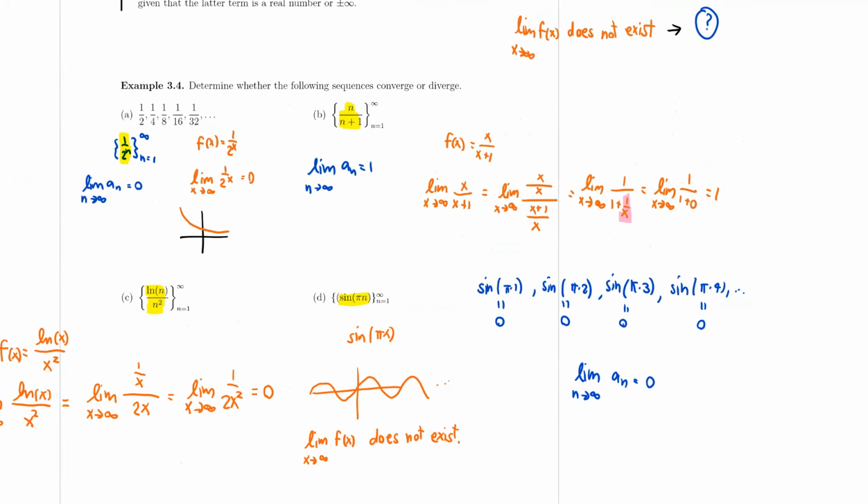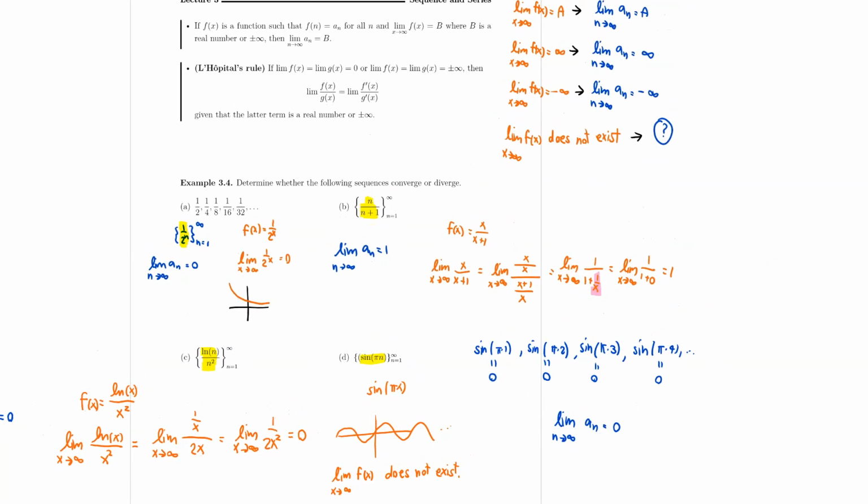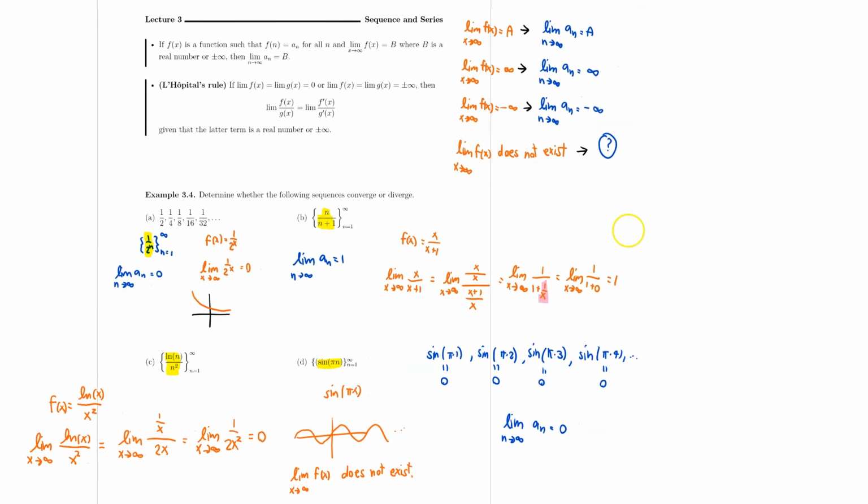So whenever we try to find the limit of a sequence, we can pretend that it is just a function. If the limit of the function is anything, we can conclude that the limit of the sequence is the same thing, except when the limit of the function doesn't exist, then we can't really conclude anything.